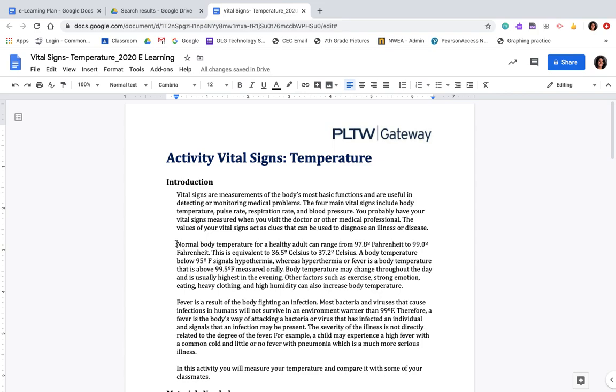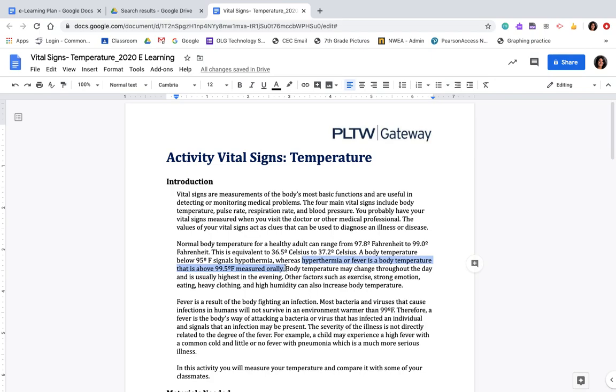Other factors such as exercise, strong emotion, eating, heavy clothing, and high humidity can also increase body temperature. Okay, so lots of things to highlight in this. You need to highlight what the range is. You need to know that hypothermia is below 95 degrees, so that's hypo, H-Y-P-O. Hyperthermia, H-Y-P-E-R, is a fever and is above 99.5 degrees.